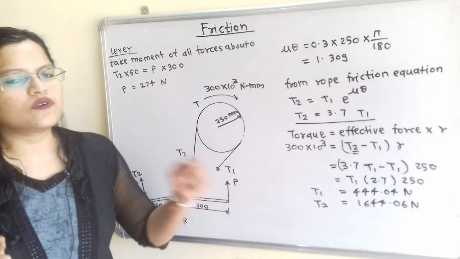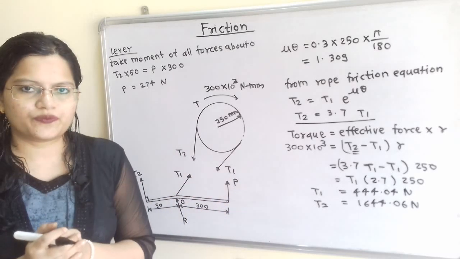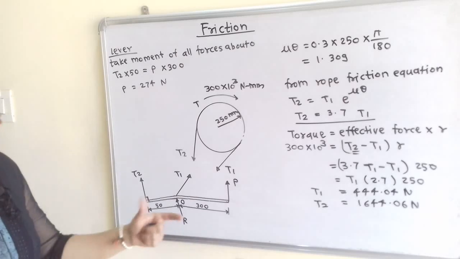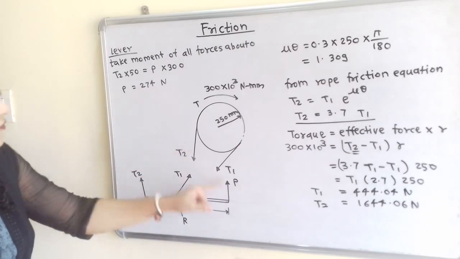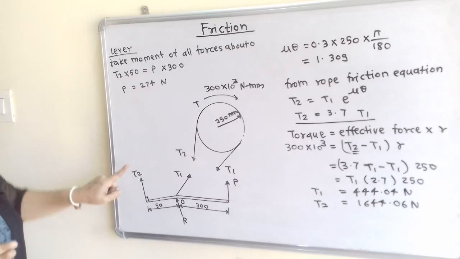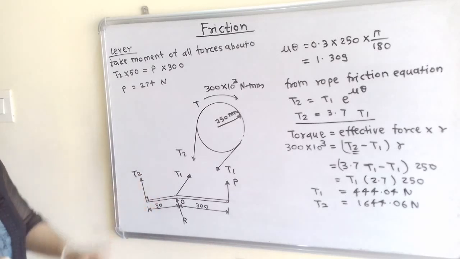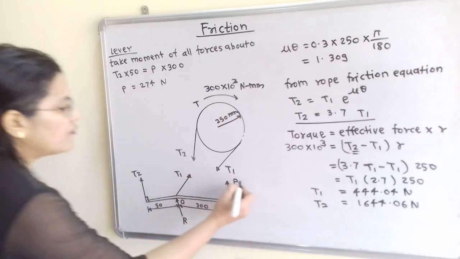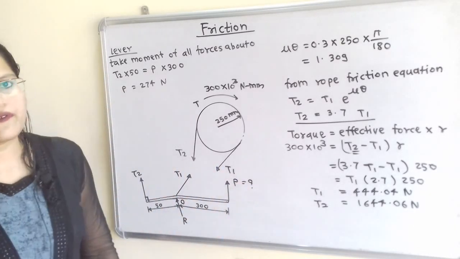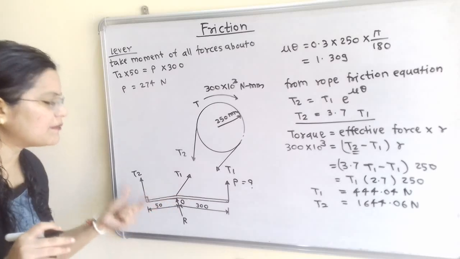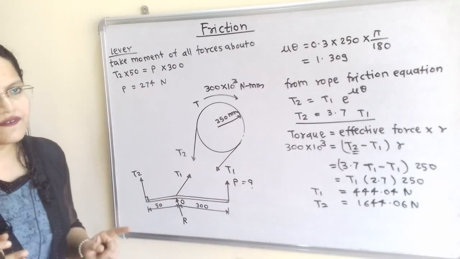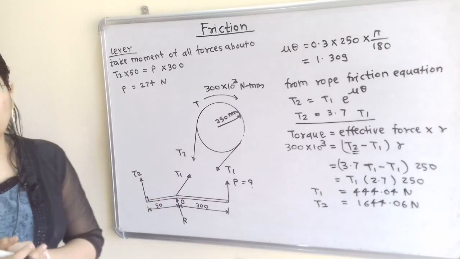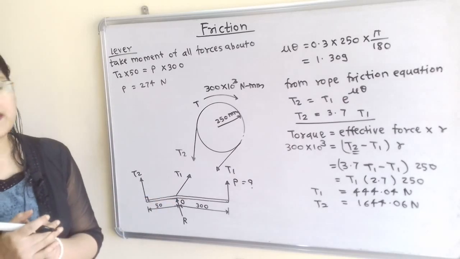Now we will get these two values, T1 and T2. We have to find out applied force P. Now we will move to the lever. Now if we observe this lever, then T2 is known, T1 is also known, but R is unknown, and P we have to find out. So how to find out? So we will consider equilibrium of this lever, and we will take the moment of all forces about this point O. So how to take the moment?